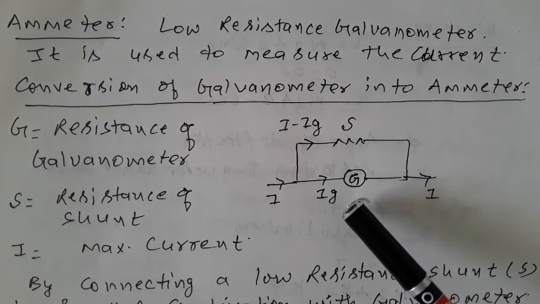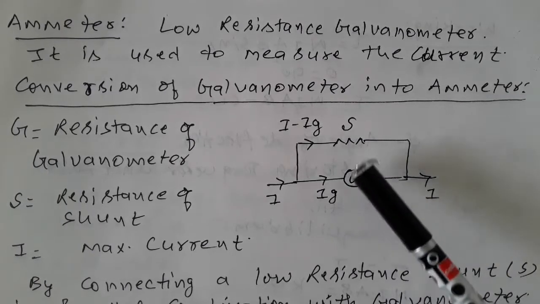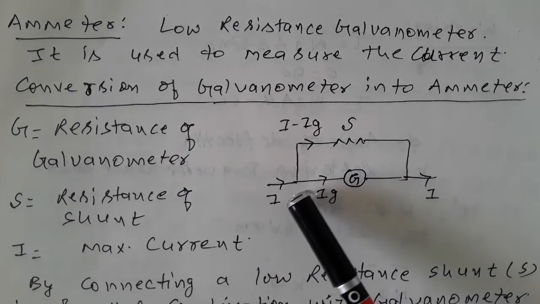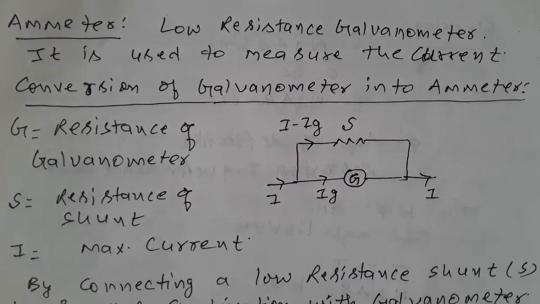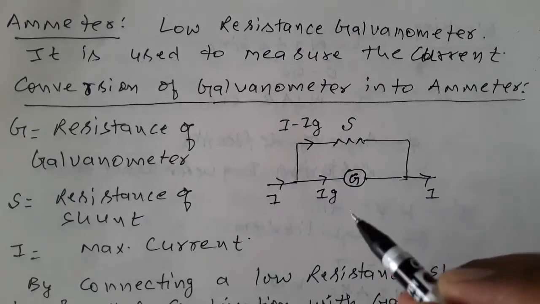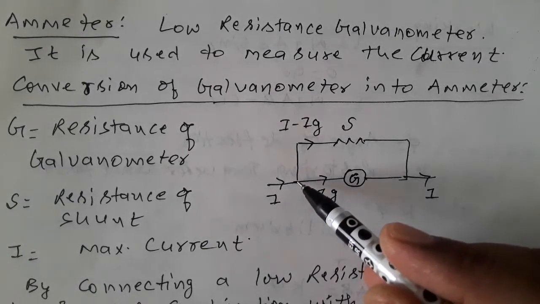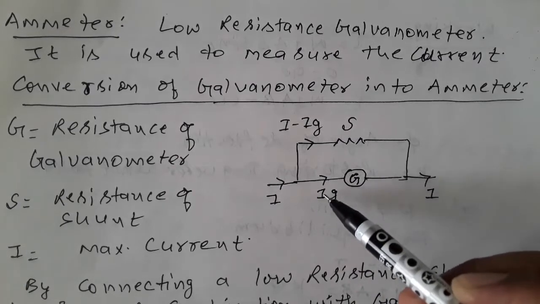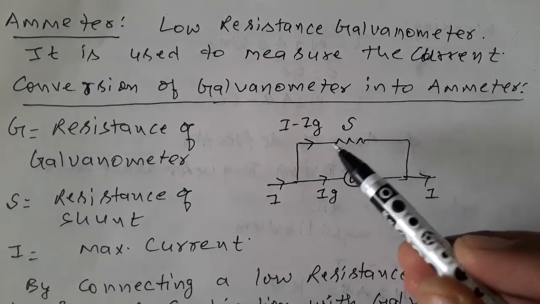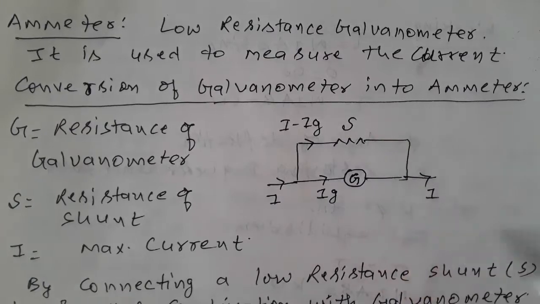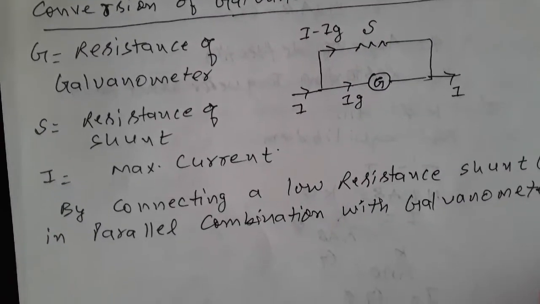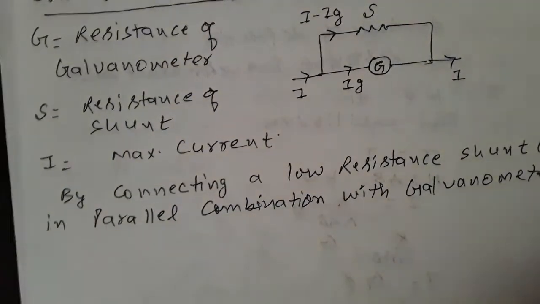Let capital G be the resistance of the galvanometer, capital S the resistance of the shunt, and let I be the maximum current flow. At this point, current I will be divided. In the galvanometer, current Ig will flow, in the shunt, current I minus Ig will flow. Now, in the parallel combination, potential will remain the same.